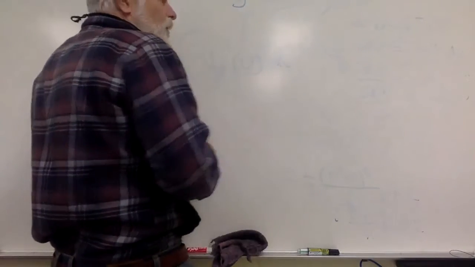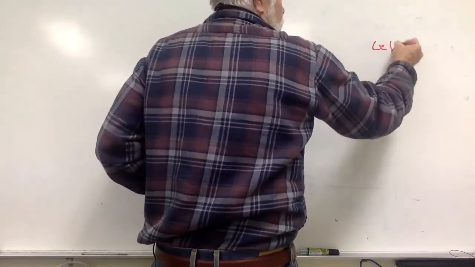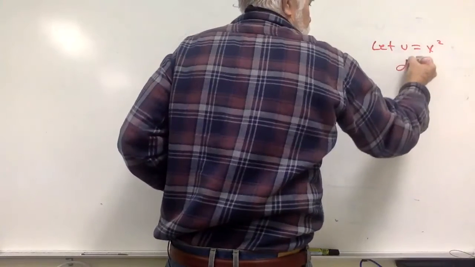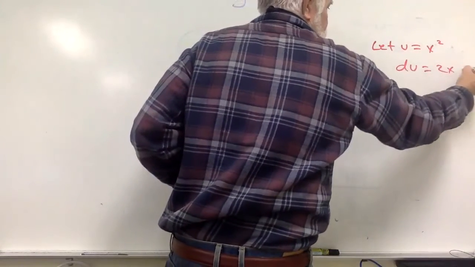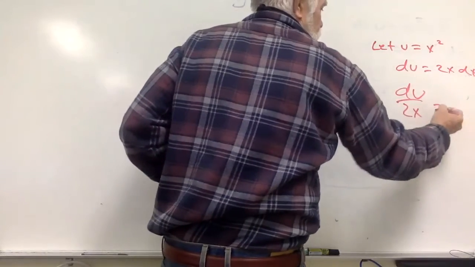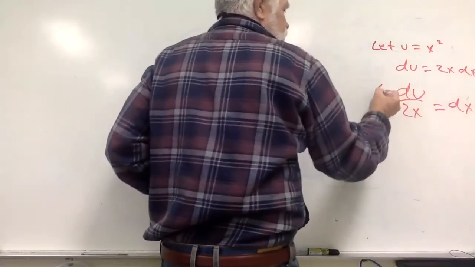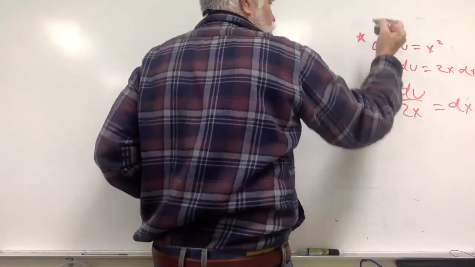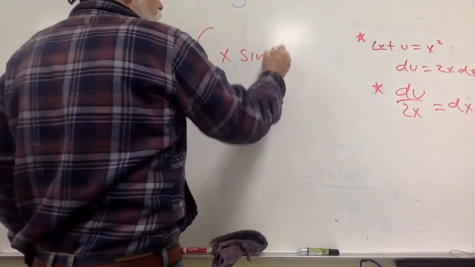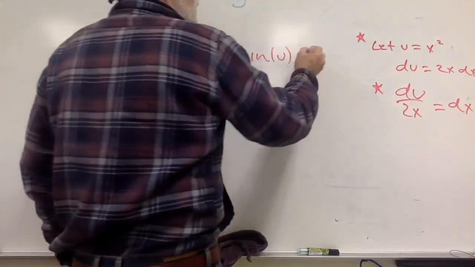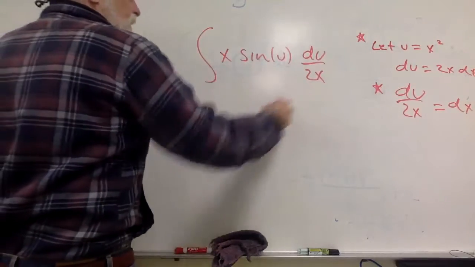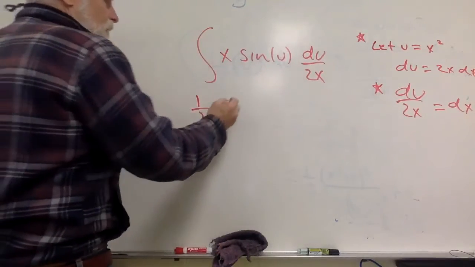All right, so I'll just do it now. Let's let u equal x squared. Then du equals 2x dx. Du over 2x equals dx. Substitution statement, substitution statement. As I come over here, x times the sine of u, du over 2x. Looks like the x's cancel, and I can take the 1/2 out.